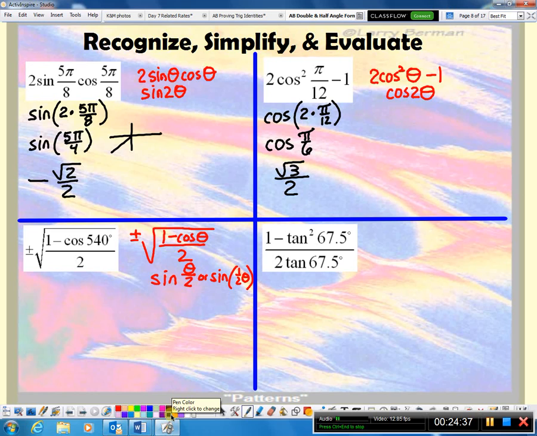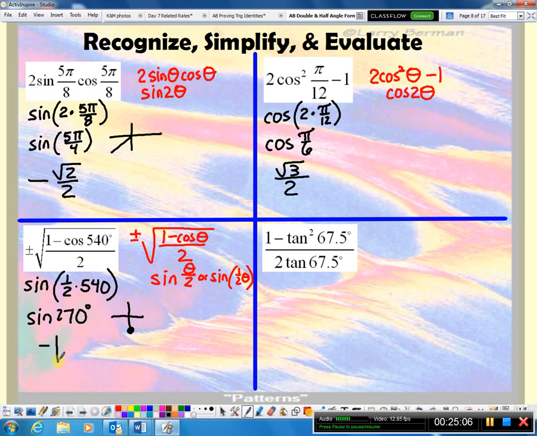So I am going to write this as sine, I think I'll use half theta. And my theta here is 540. Because remember, this 540 is in place of theta in the red formula. Well, what is half of 540? 270. Oh, sine 270. I know. Now I'm not using a triangle. I'm just saying sine of 270 falls there on the axis, and that's -1, using my unit circle.